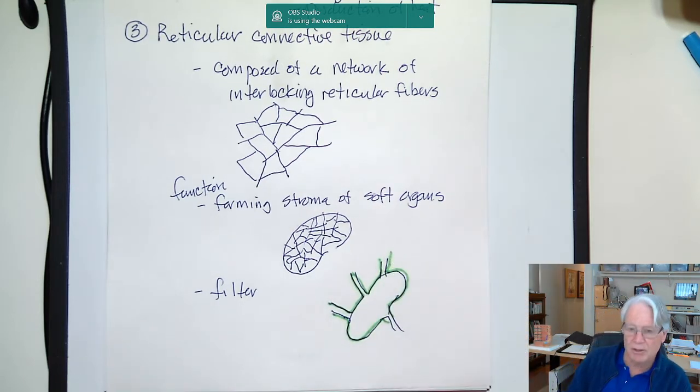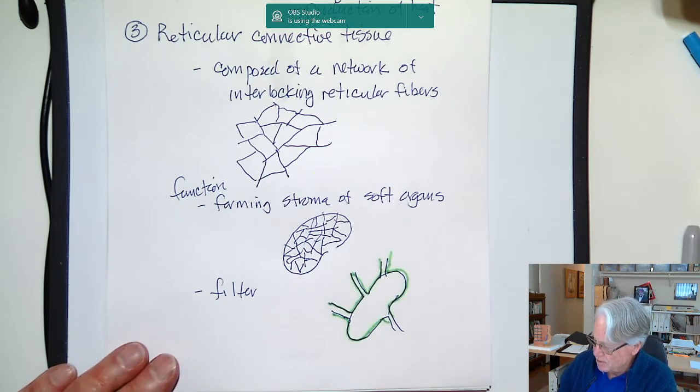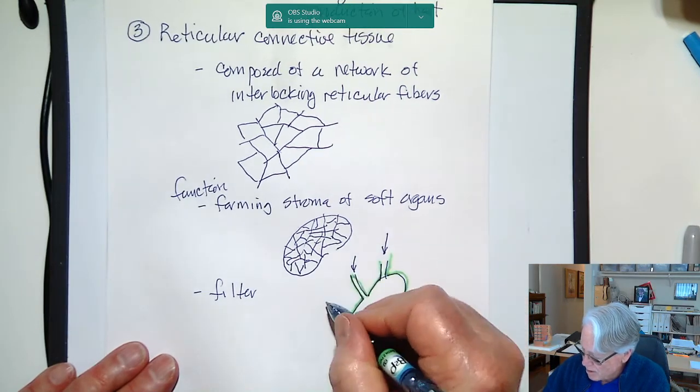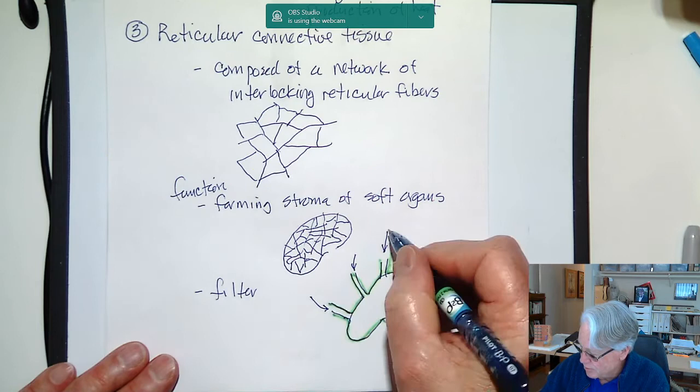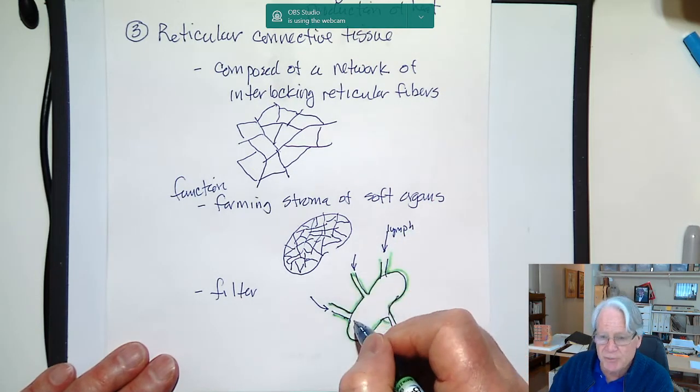There, that's better. Okay, so this is a lymph node, and what's happening is we're bringing in fluids. So lymph is coming into the lymph node from, in this case, 3 different sources.